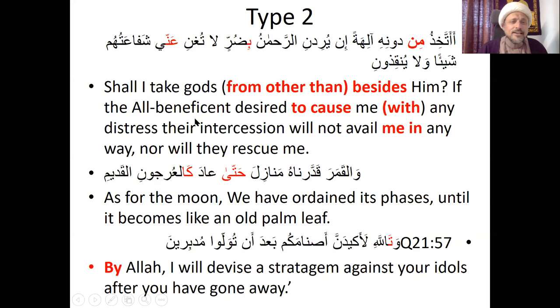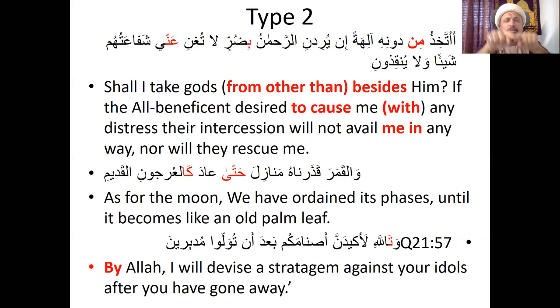And here, to cause harm is said in a nice, decent way. Then وَالْقَمَرَ قَدَّرْنَاهُ مَنَازِلَ. The moon has stages. The moon has stage number one, stage number two. They are manazil, levels, phases. The moon has phases, smaller, bigger, bigger, until the moon comes back like al-urjun al-qadim. What is urjun al-qadim? You know, like a palm tree. When the palm trees are fresh, they are green. But then the palm tree starts to bend down. It becomes like a crescent.